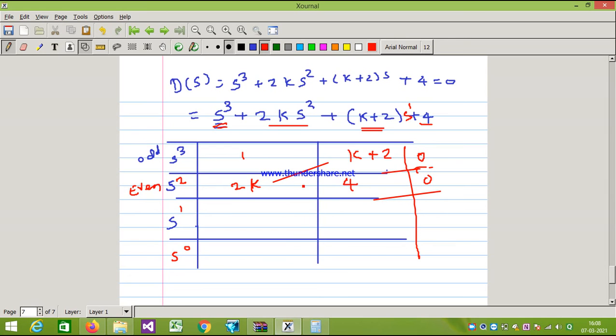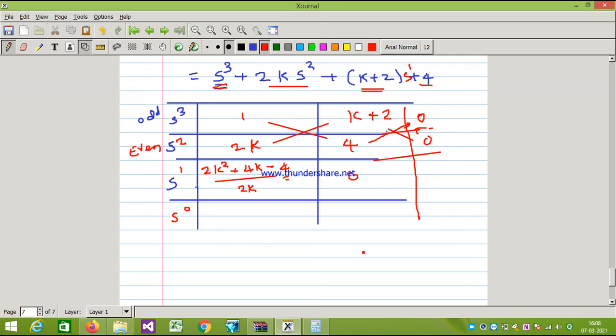Just we are taking cross multiplication here. So what is the cross multiplication? 2k into k plus 2, so it becomes 2k square plus 4k, minus 4 into 1, that is 4, divided by 2k. Is it clear? We have just calculated it separately. Now next one, 4 into 0, it becomes 0, right? Let's solve the next one. So this is the equation we get, 4k square plus 4k minus 4, divided by 2k.